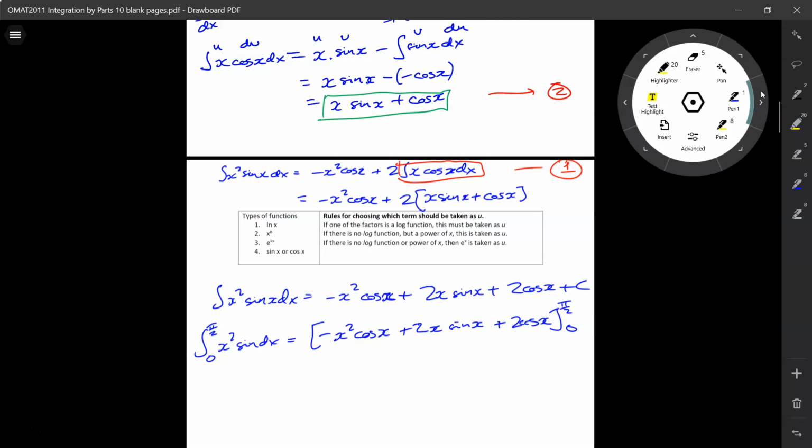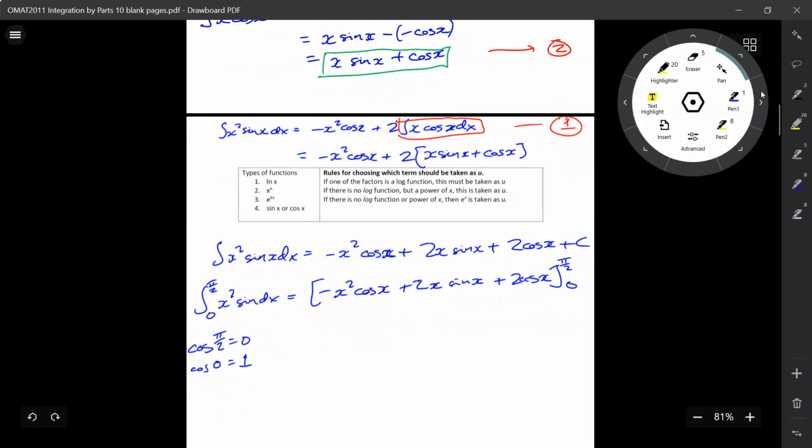So to kind of speed this up, what we can do is, first of all, before we put the values in, we can work out the cosine of pi over 2 is 0. Cosine of 0 is 1. And alternatively, the sine of pi over 2 is 1, and the sine of 0 is 0. It's because we have cosines and sines in our answer here. So if I just put that in the box there, we have it ready to go.